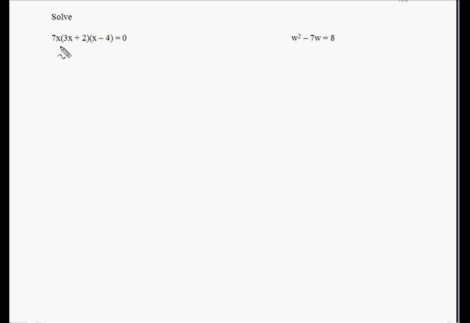Solve. Our equation is 7x times (3x plus 2) times (x minus 4) is equal to 0. Here we have a product. All these are multiplied together and 0 is our answer. So we're going to use the zero product property, which says that one of these factors, either the 7x is equal to 0, or another factor, the 3x plus 2 is equal to 0, or the last factor, x minus 4, is equal to 0.